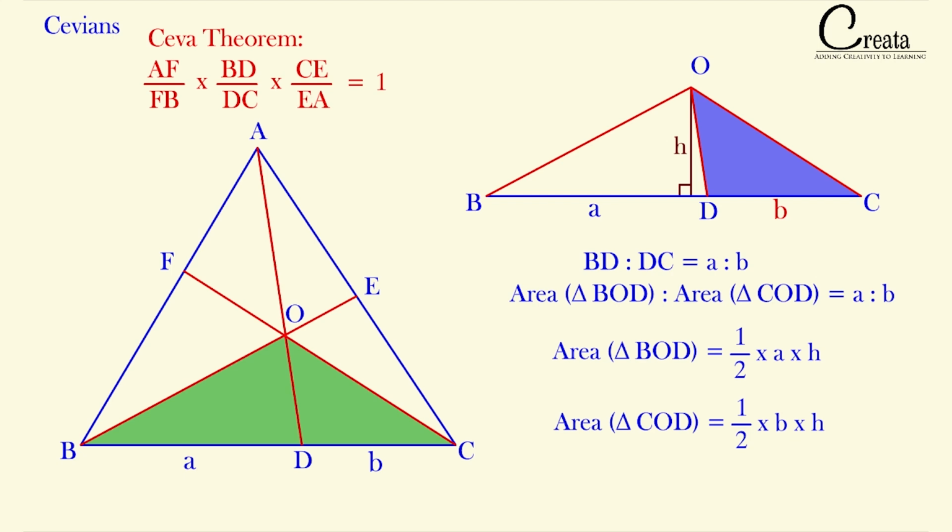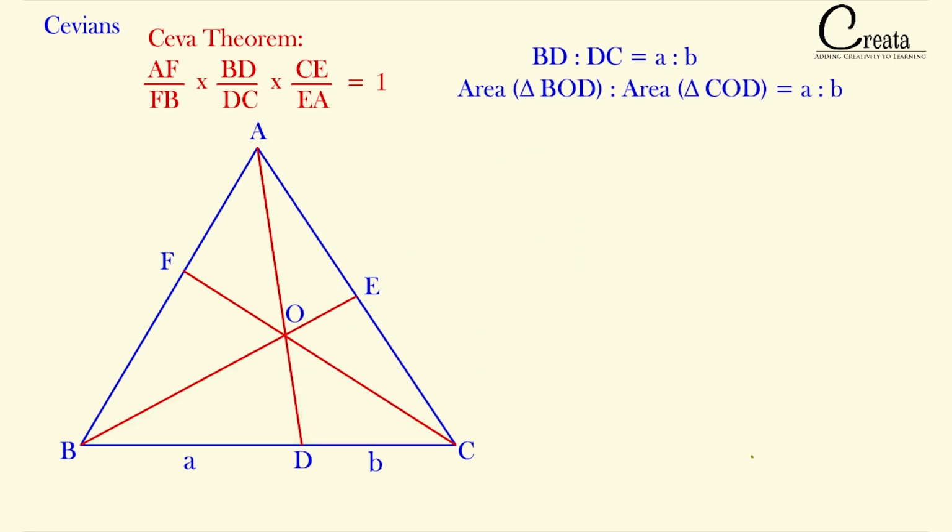If we divide the area of the triangle BOD by the area of the triangle COD, half and H will cancel out. We will remain with A by B. That is, the ratio of both the triangles is A is to B. The same fundamental we have covered in the angle bisectors.